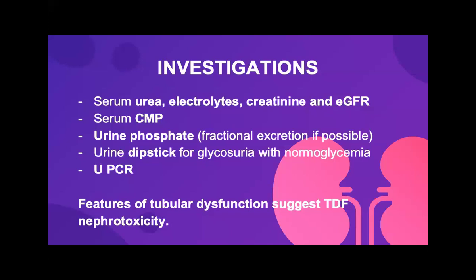So your investigations can include serum urea, electrolytes, creatinine, and EGFR. A serum calcium, magnesium, and phosphate, you'll see a low phosphate, urine phosphate, and urea, if possible, to get a fractional excretion of phosphate, because this is more specific to the proximal tubule. And you will see a high phosphate in the urine if there's tubular dysfunction. You also do a spot urine protein to creatinine ratio, and then you can do a urine dipstick for glycosuria.